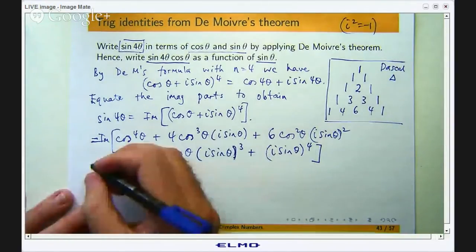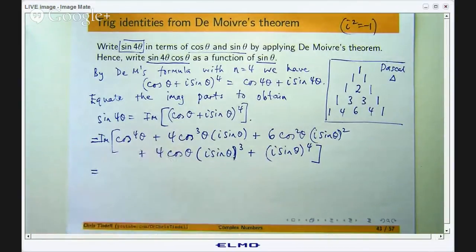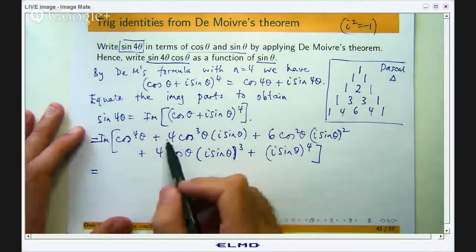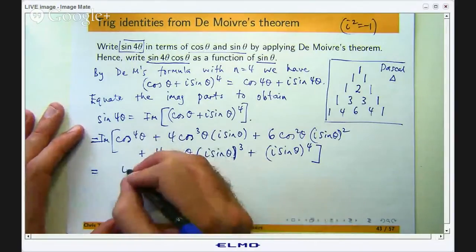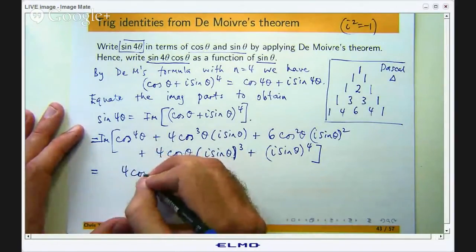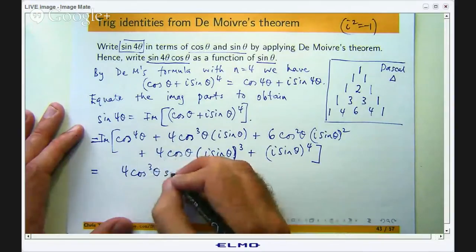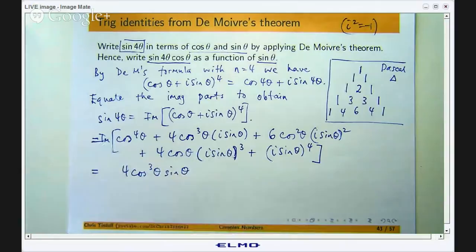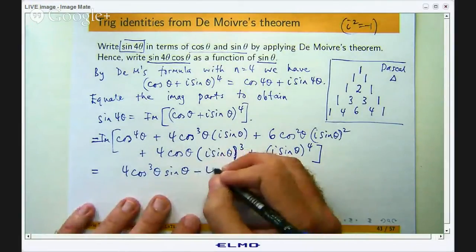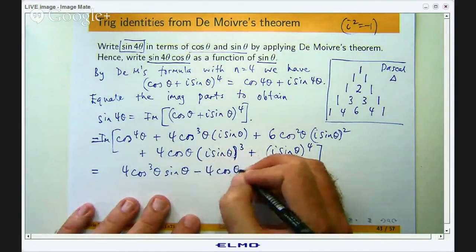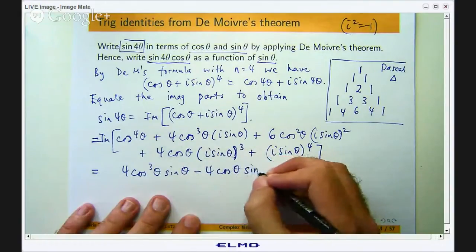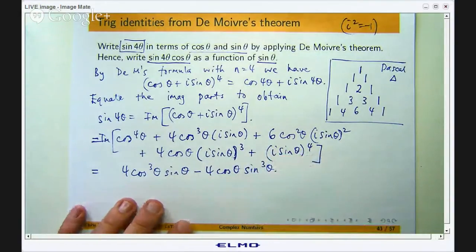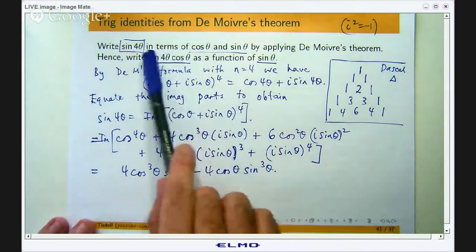So let's go through and cherry pick out those parts. So this will be what we want for cos cubed times sine. You don't write down the I because we only want the imaginary part there. And this one here, I cubed will become -I. So I'll get -4 cosine theta sine cubed. Okay, so we have done the first part of the problem.